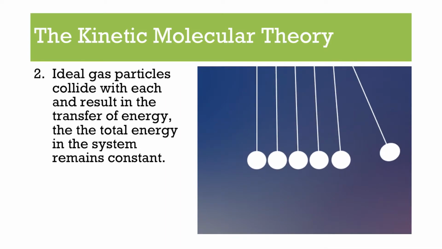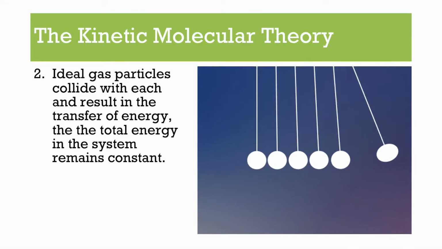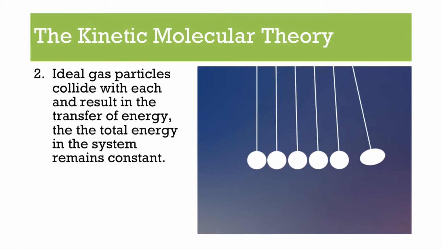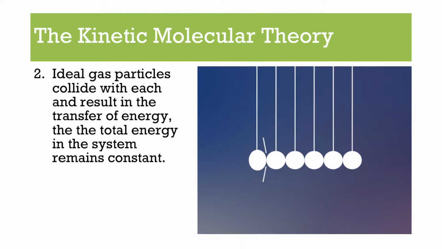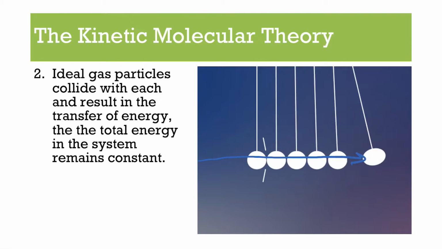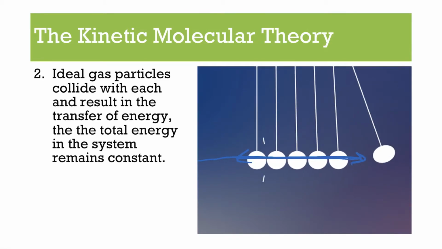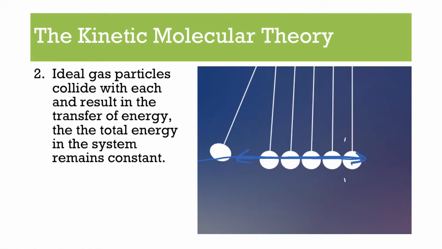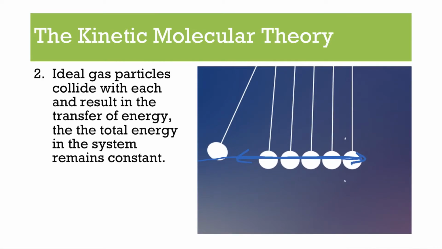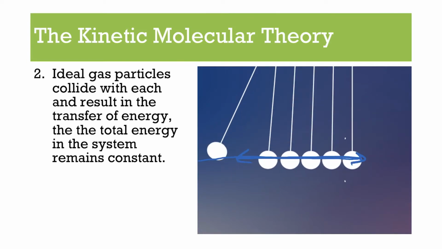Statement number 2, ideal gas particles collide with each other and transfer energy, but the total energy in the system remains constant. It's kind of like Newton's cradle, which is this GIF right here. You pick one up and you let it go. Energy transfers one way between each of the spheres, knocking that last one out, and then it comes right back, with the energy going back and forth. So with these gas particles, the energy is being transferred from one to another, but the energy in the container does not change. It's just moving from particle to particle.